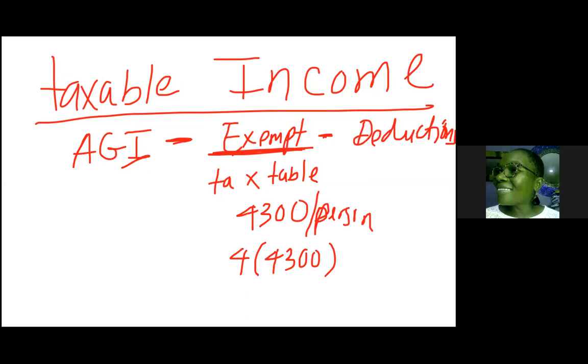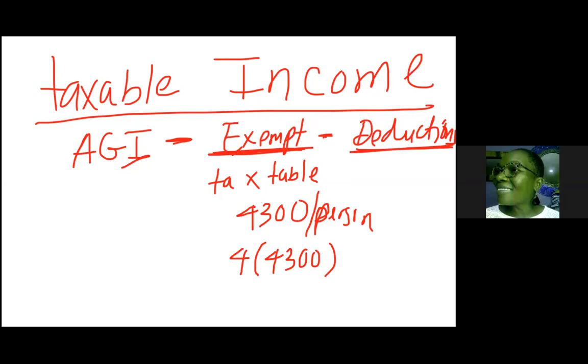Now, guys, what is this doing? What are we doing here? Okay, listen. The AGI is a number. It is how much money you have that you're going to be paying taxes on. Your goal is to take that AGI and reduce it to the lowest possible amount. So you take your AGI, you minus the exemption. That lowers the number. Then, guys, you have your deductions.